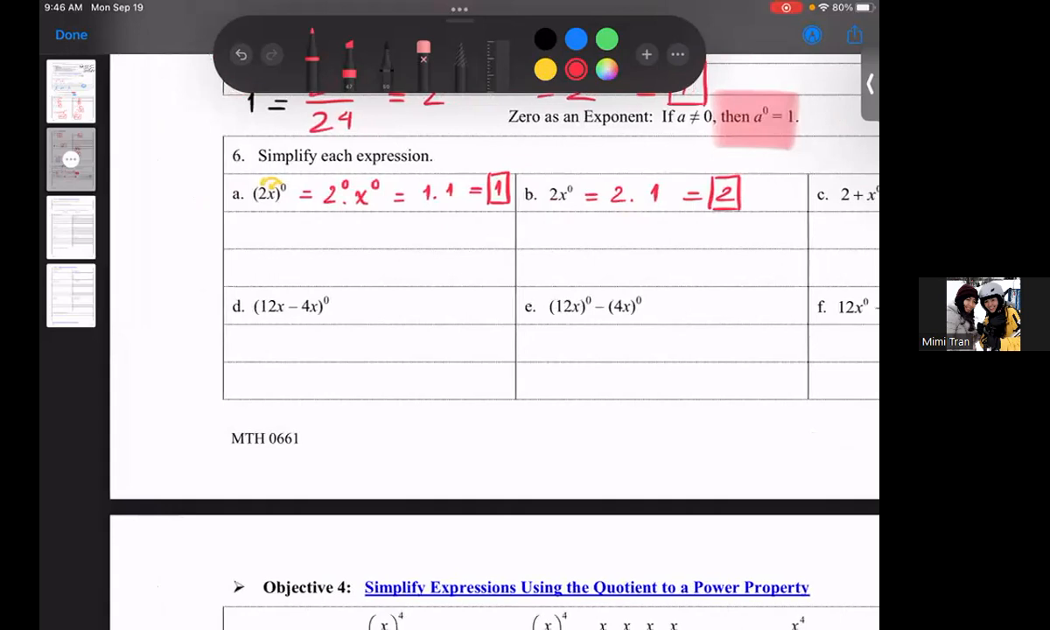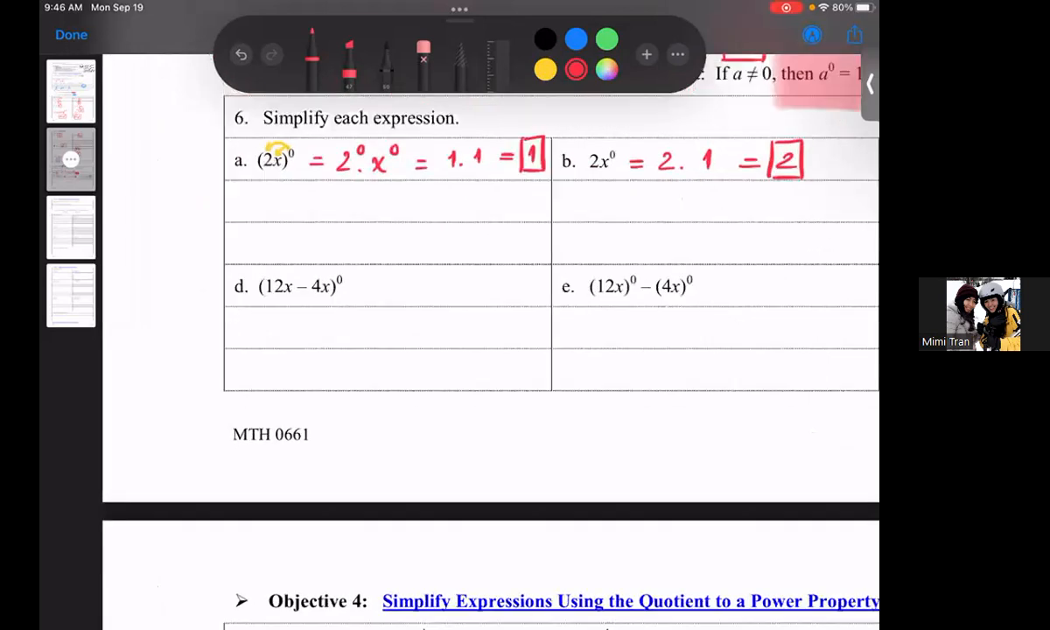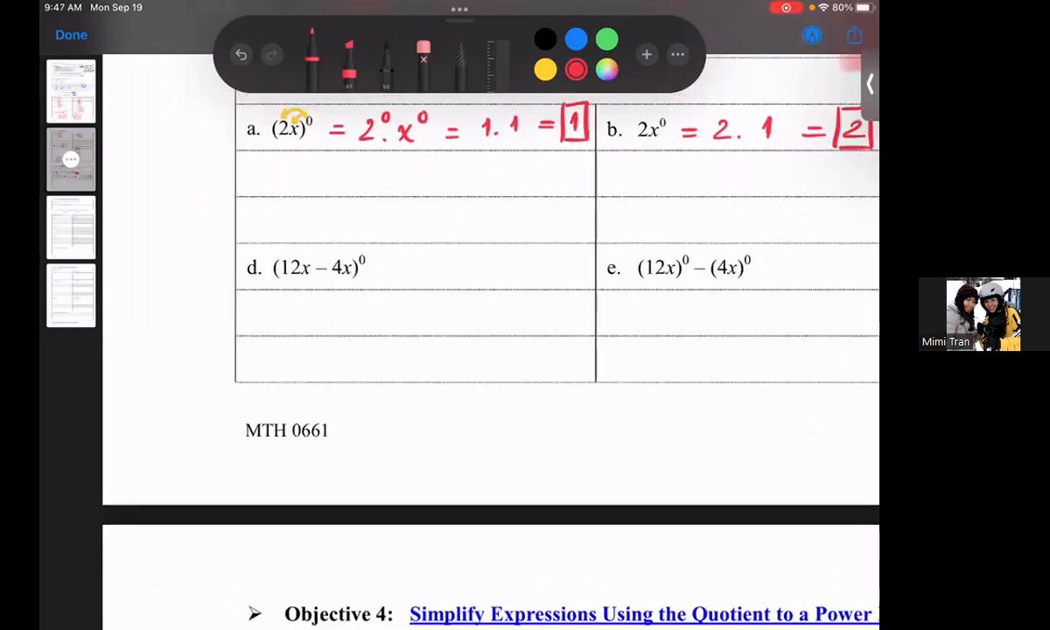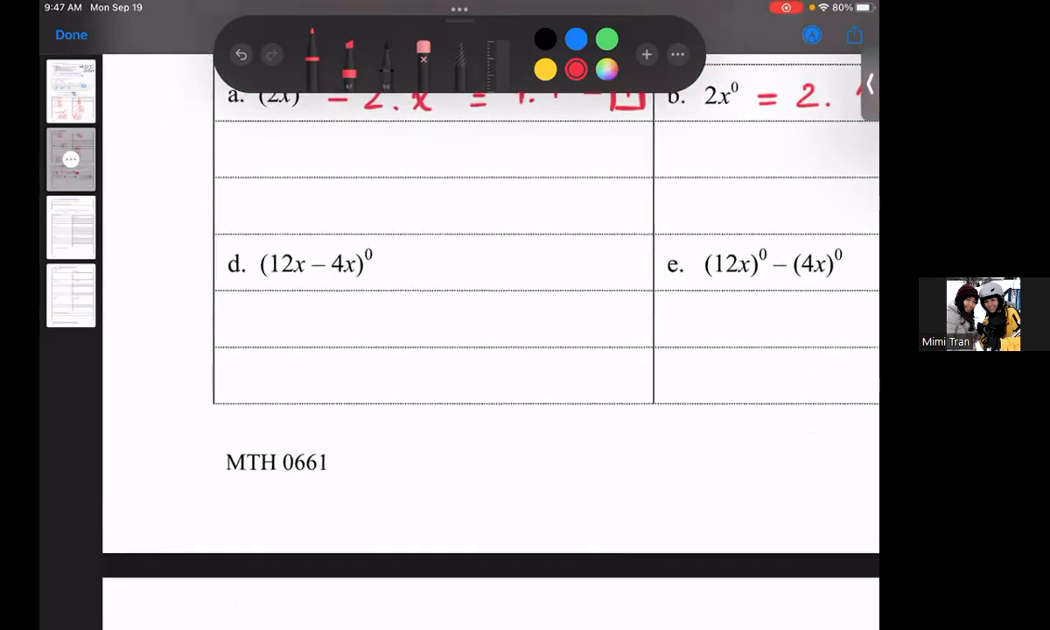Now, let me talk about D. I see people do this. By the way, what's D equal to? I got 0. Somebody say 0. Anyone else? 8x? And then what happens to the 0 power?